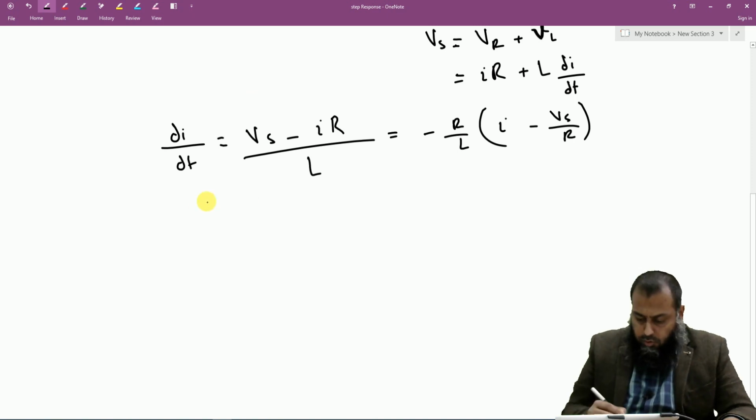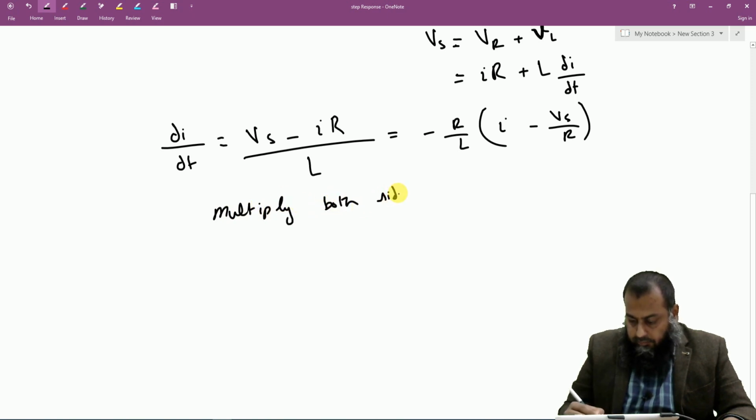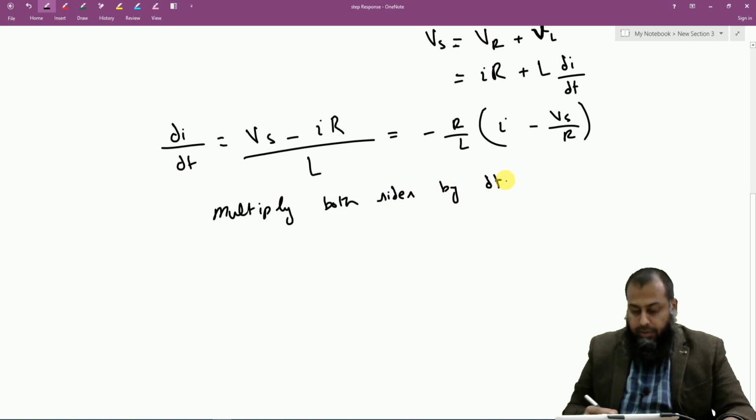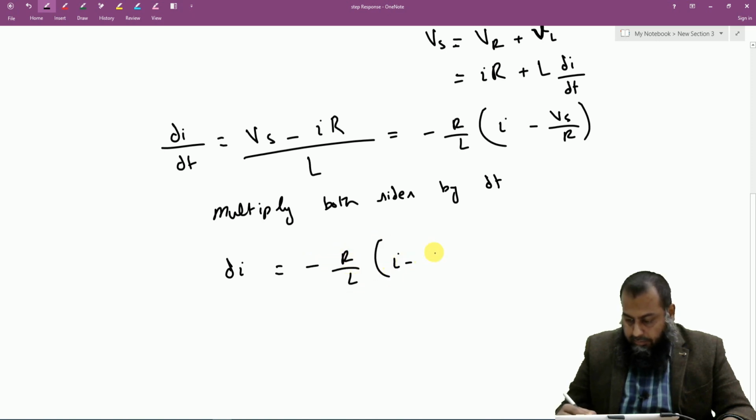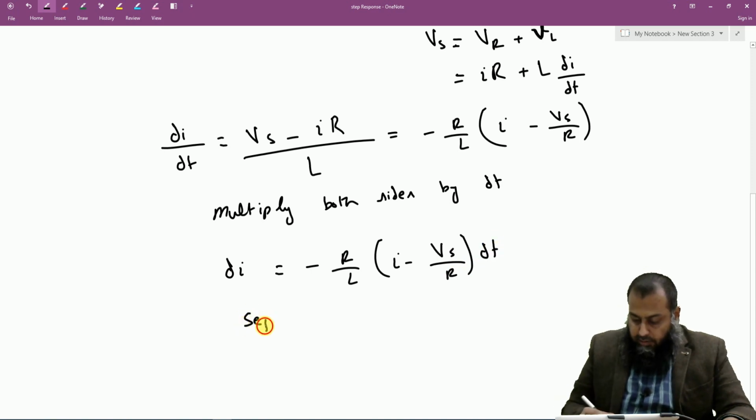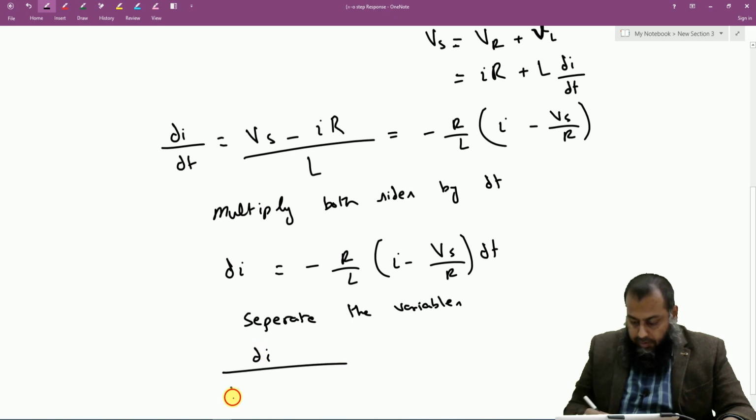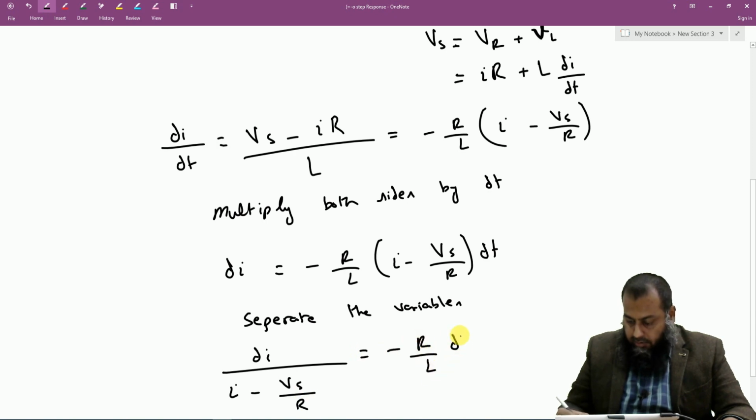To do so, let us first multiply both sides by dt. This will eliminate the dt from the left-hand side of the equation. So I am left with only di, and that is equal to minus R over L times i minus Vs over R, times dt. Thereafter we can separate the variables. So this becomes di over (i minus Vs over R), and that is equal to minus R over L dt.